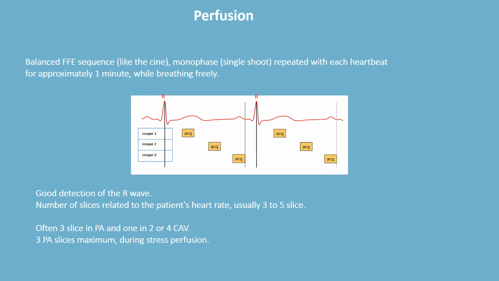Good detection of air waves with this sequence. The number of slices is related to the patient's heart rate. Usually we can use between 3 or 5 slices. Often 3 slices in short axis and one in the 2 or 4 chamber are used. Maximum three in short axis during the stress perfusion.